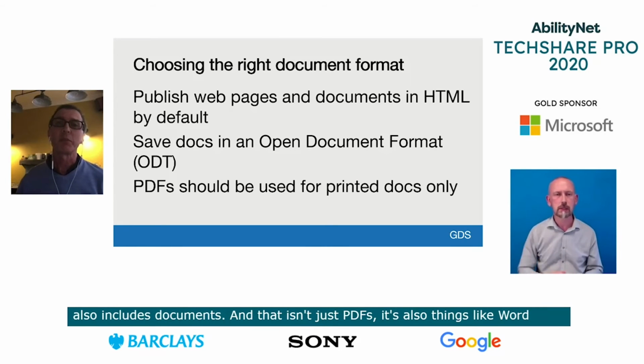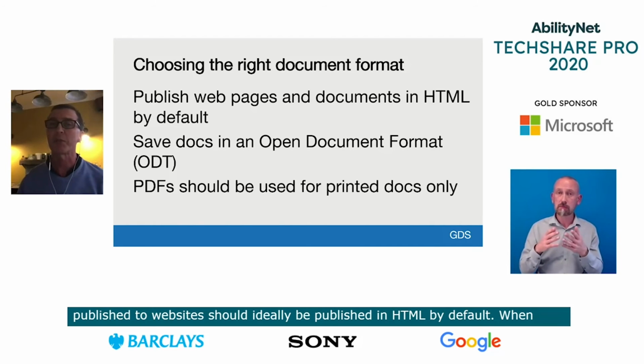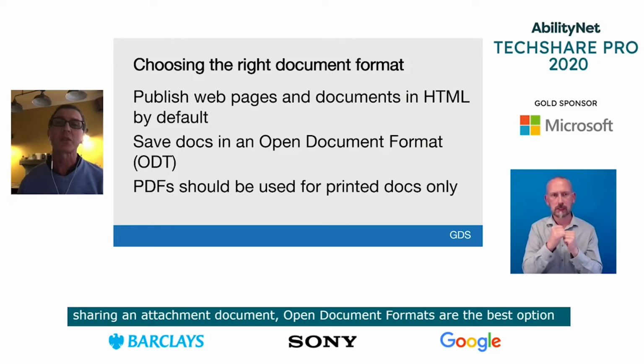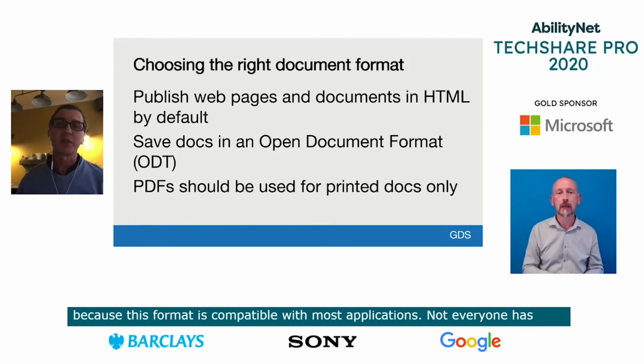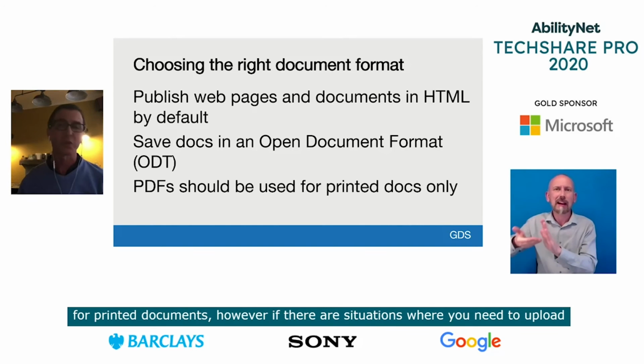Any content being published to websites should ideally be published in HTML by default. When sharing an attachment document, open document formats are the best option, as this format is compatible with most applications. Not everyone has Microsoft Word or Google Docs, for example. PDFs should ideally only be used for printed documents. However, if there are situations when you need to upload a PDF, you should publish them as additional documents. You should still publish HTML as the default.